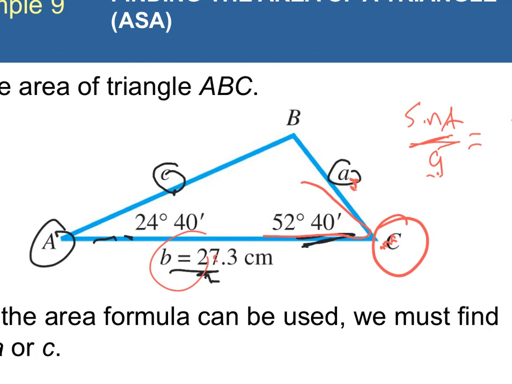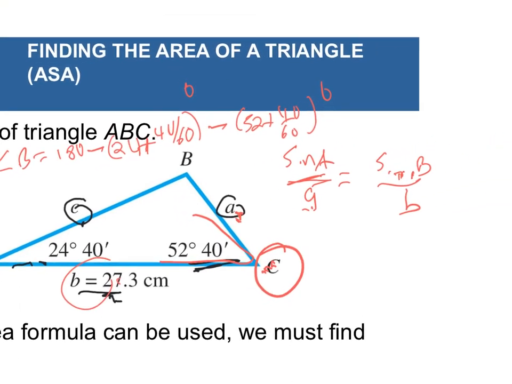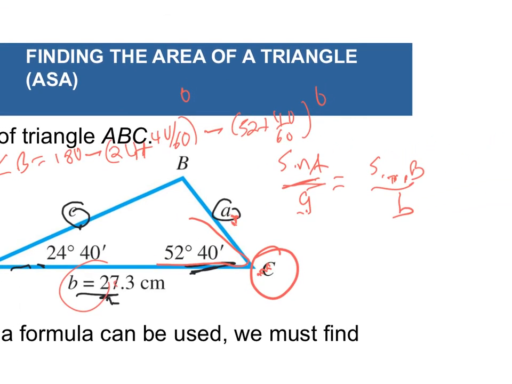Let's see. Angle B will be 180 minus 24 plus 40 out of 60 degrees, minus 52 plus 40 out of 60 degrees. Okay, so that's a calculator problem. Obviously, I can't even do that in my head, so pause it, get your calculator out, see if you can beat me to it.